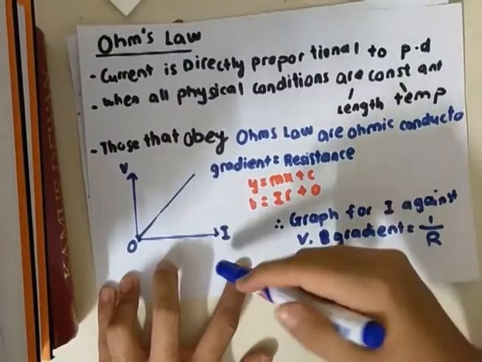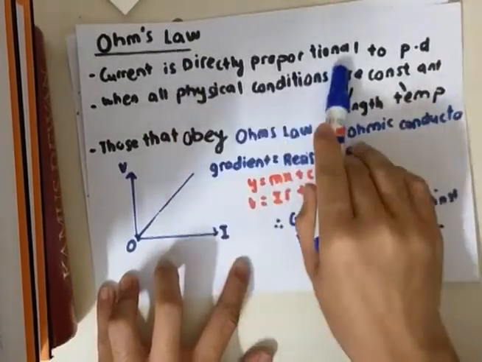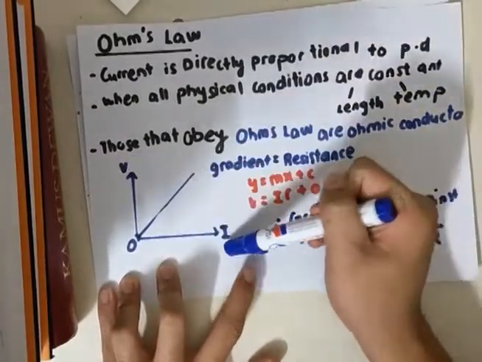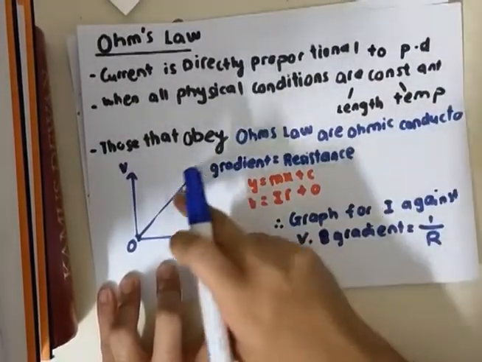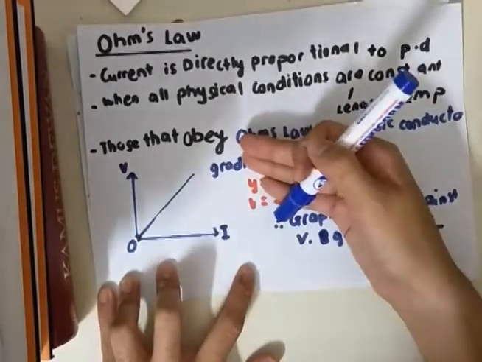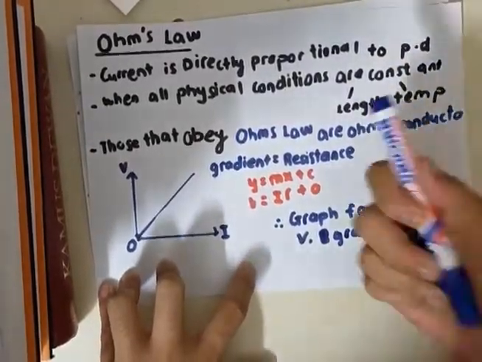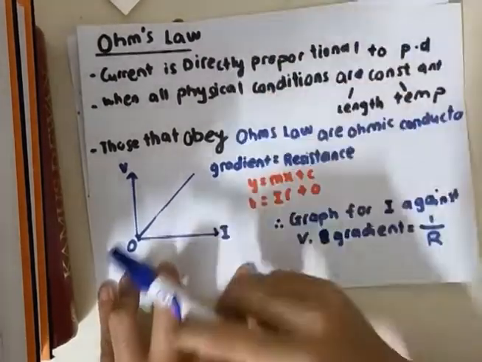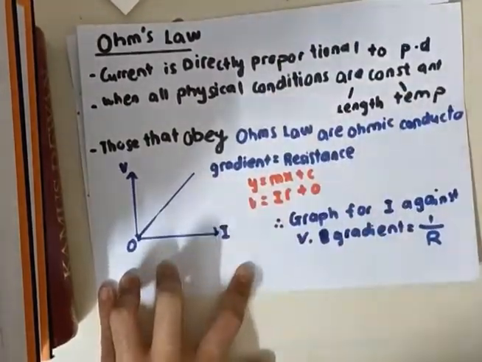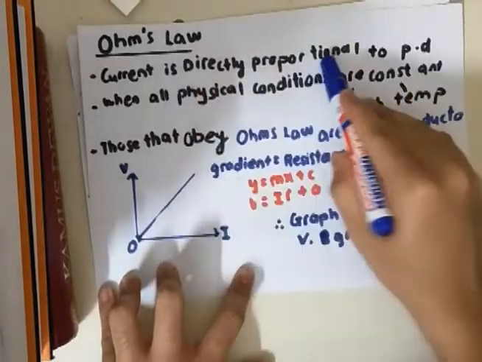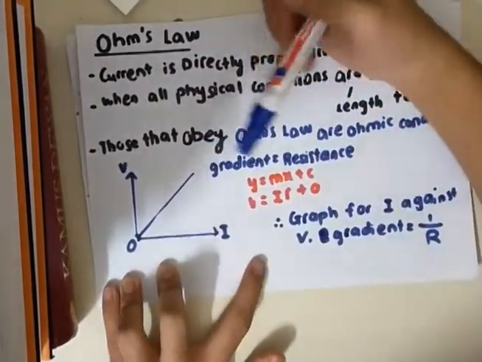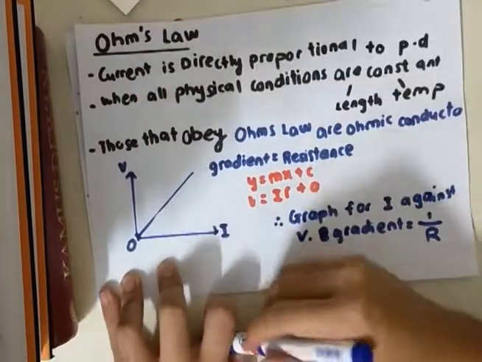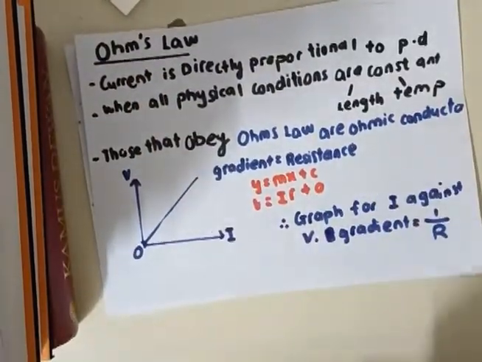As I've stated, directly proportional. This would be the graph, voltage against current. As you can see, it is directly proportional. Whenever you see graphs like this, directly proportional means a straight line starting from the origin. Here, the gradient will be the resistance because V equals IR.